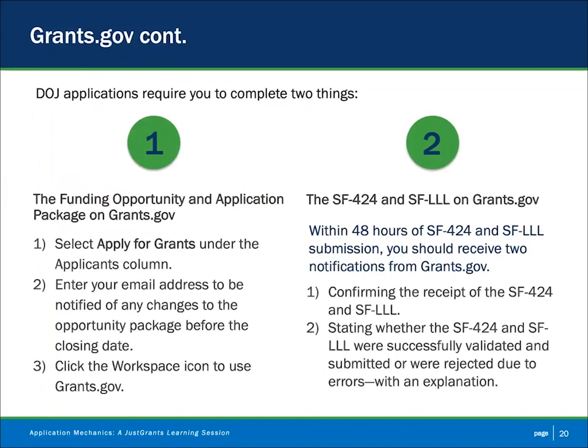Remember that you want to complete the two main steps when completing your application. First, you will need to find the funding opportunity and the application package. Once you have accessed an opportunity and submitted the SF-424 and the SFLLL in Grants.gov, you will receive two notifications from Grants.gov. The first confirms the receipt of the two forms, and the second will let you know whether the forms have been validated and successfully submitted. This should take no more than 48 hours following a submission. So if you don't see the forms, check your spam just in case.